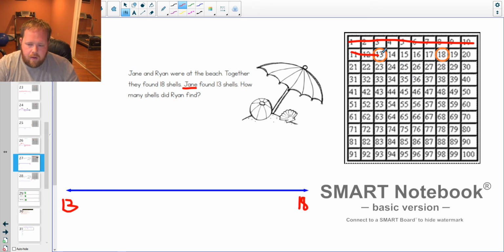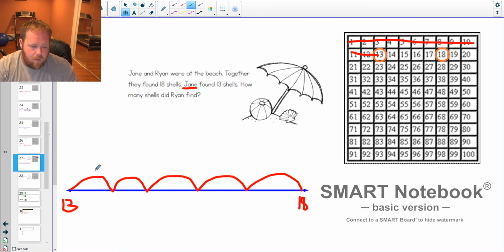13. Oh, if we go down 10, that's too far, so we count by ones. 14, 15, 16, 17, 18. All right, let's count how many we went. 1, 2, 3, 4, 5. And let's count over here to make sure. 13. 1, 2, 3, 4, 5.